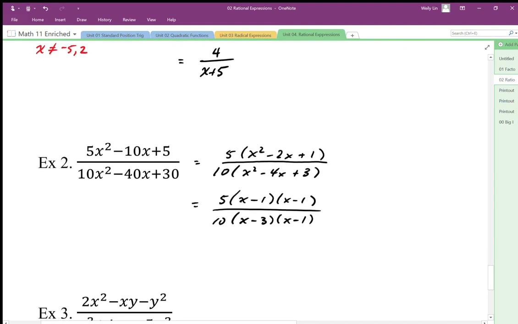Okay, always state your non-permissible values before you cancel. So x cannot be equal to positive 3, positive 1. Once I've stated my non-permissible values, I can simplify. Okay, times and divide cancel out. Times 5, divide 5 cancels out, and I'm left with divide by 2. So my final simplified expression then is going to be x minus 1 on top, 2 times x minus 3 factors are left in the bottom.